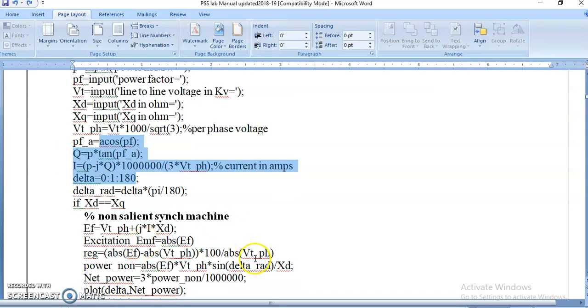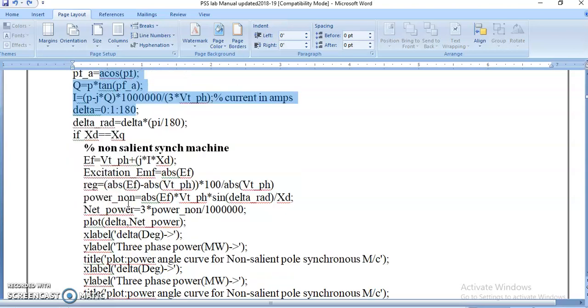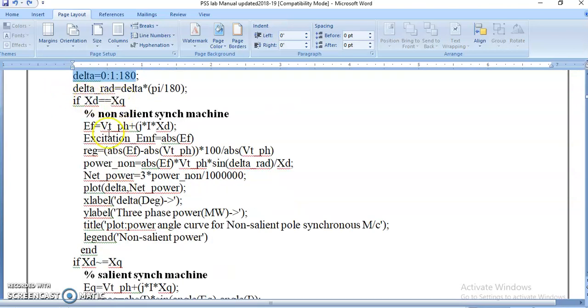This input is common for all, except if you write XD, XQ equal, it will execute non-salient. If you write unequal, it will execute for salient. Okay, let us start this. If XD equals XQ, for non-salient pole synchronous machine, take this formula for power P. Here we are calculating regulation and power, and we are plotting, forming the graph of delta versus net power, because there is only one power for non-salient.